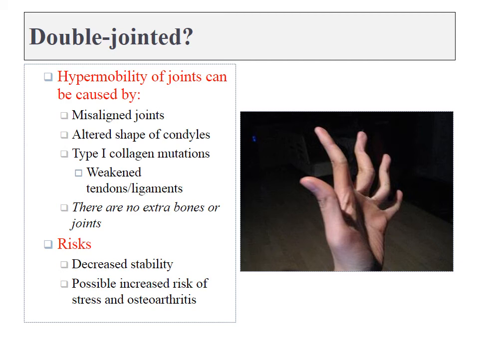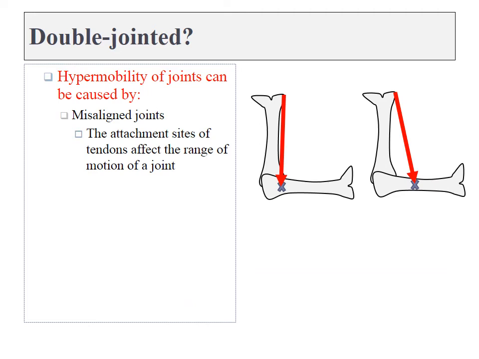This can be caused by mutations to collagen, which makes the ligaments and tendons a little weaker and more prone to stretching. It can also be completely structural and have to do with where the tendons attach on the bones. If a tendon attaches close to the joint, that joint will be more mobile than a tendon that attaches further away.